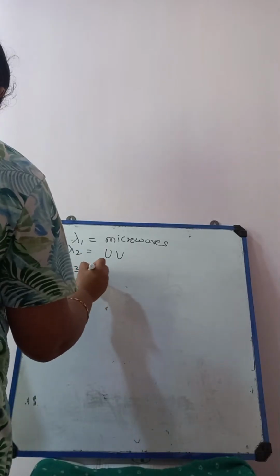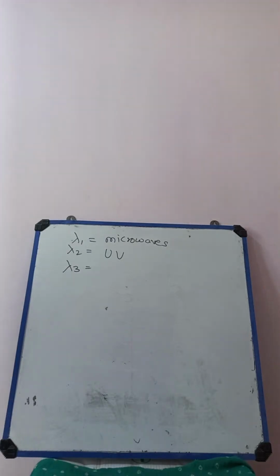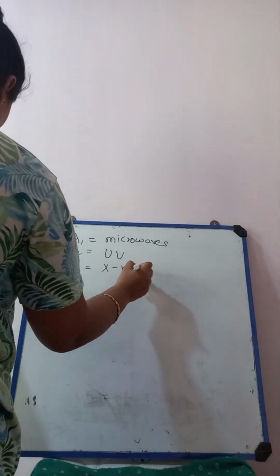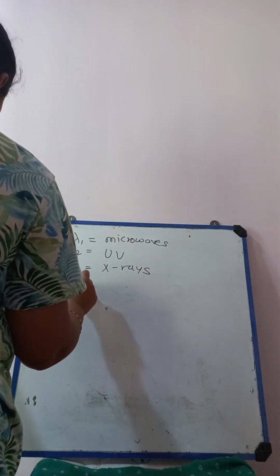Then lambda 3 is used to find out the leakage of the oil in underground pipelines. For that we are using X-rays. X-rays go deeply, so we can use X-rays here. And even to improve the visibility on the runways.